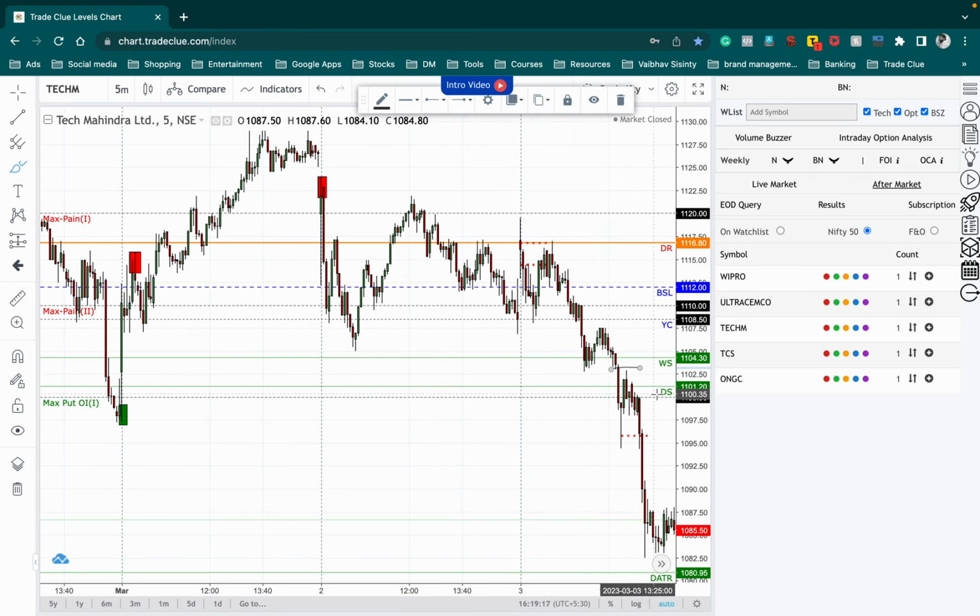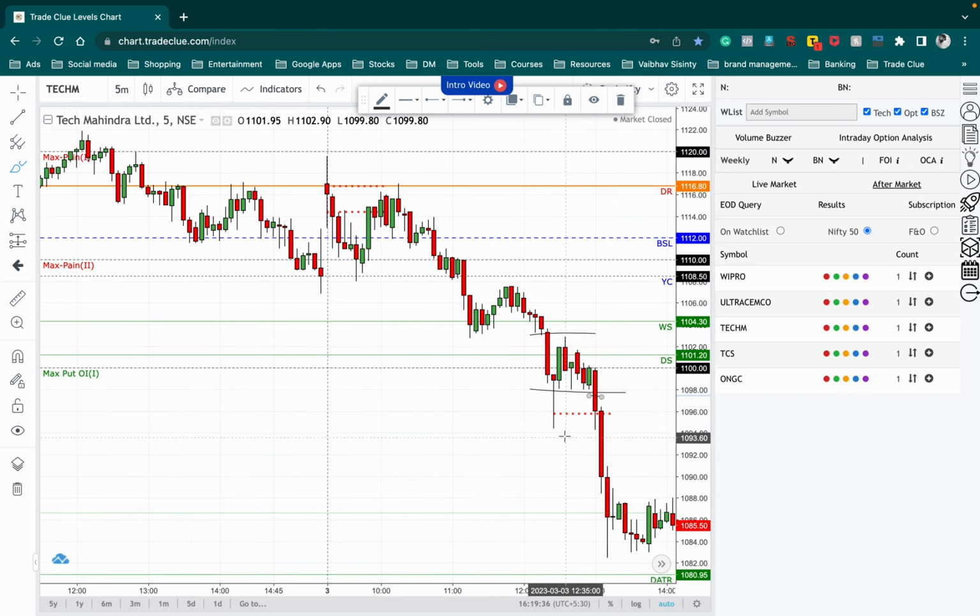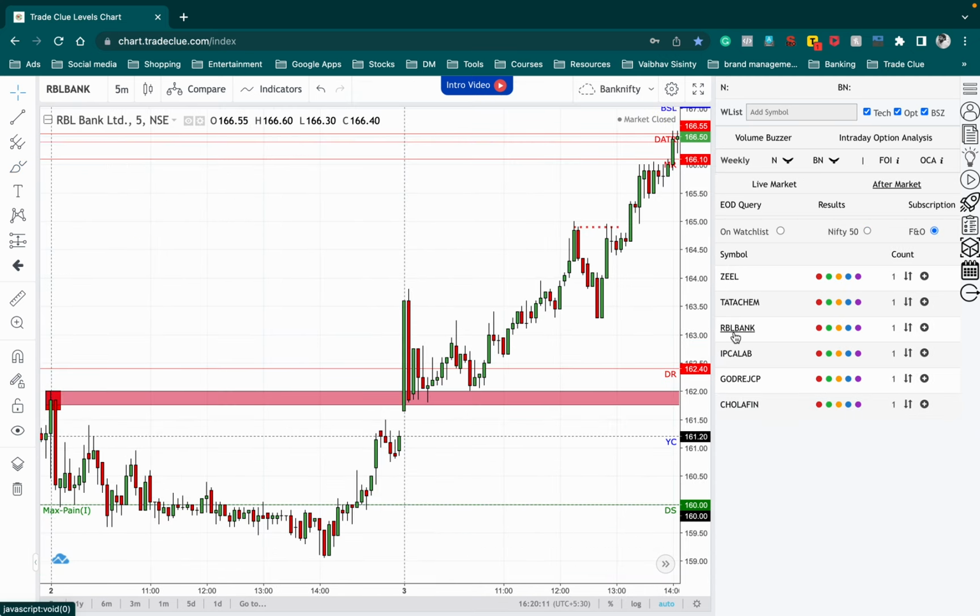Similarly, I need to take my trades as soon as the price crosses or makes a new low. Plus, these red dots gave me more confirmation that there was a good amount of selling pressure, and then the fall happened very quickly. So let's check more stocks on the buy side.